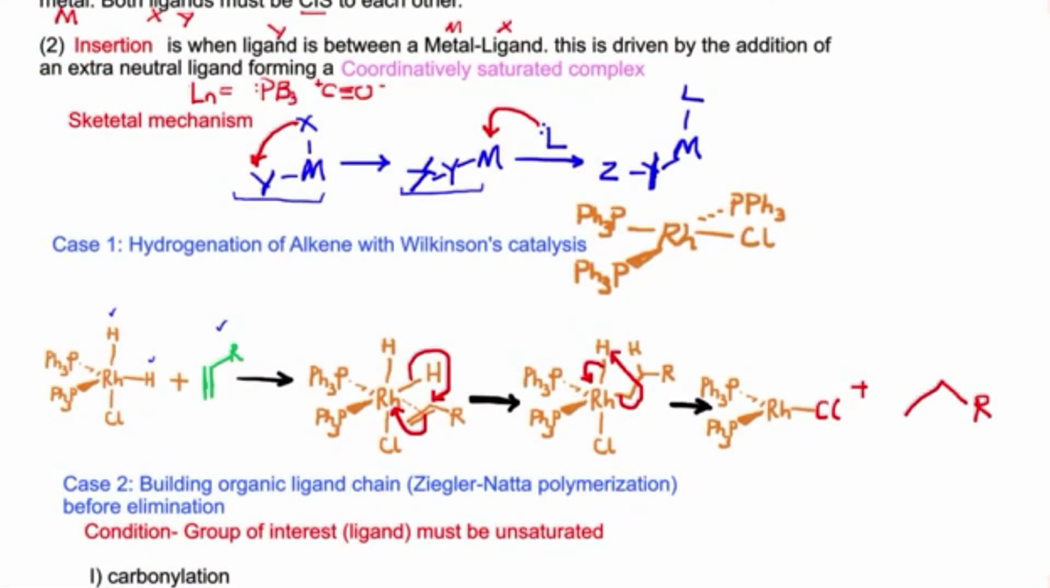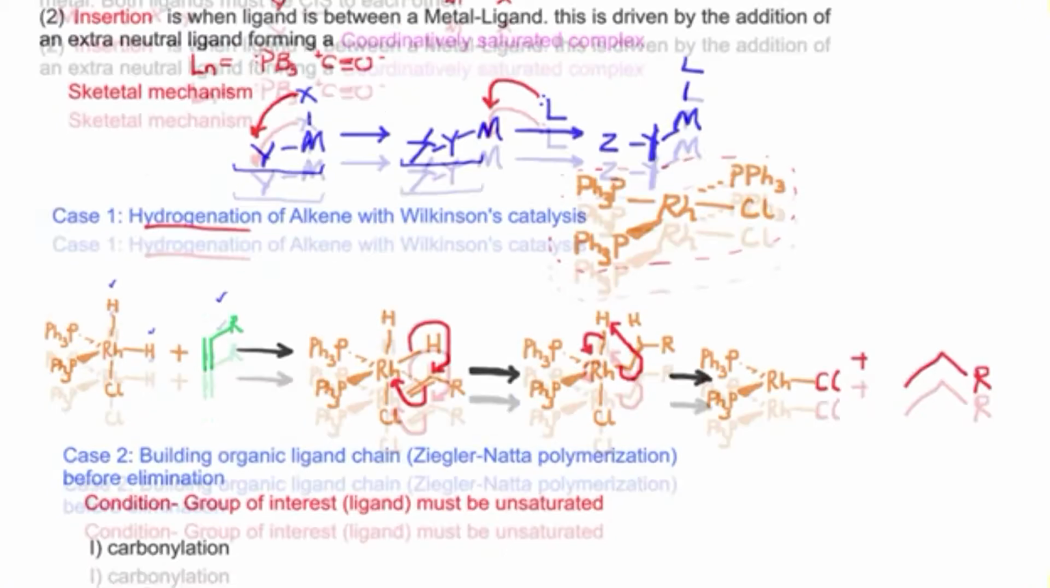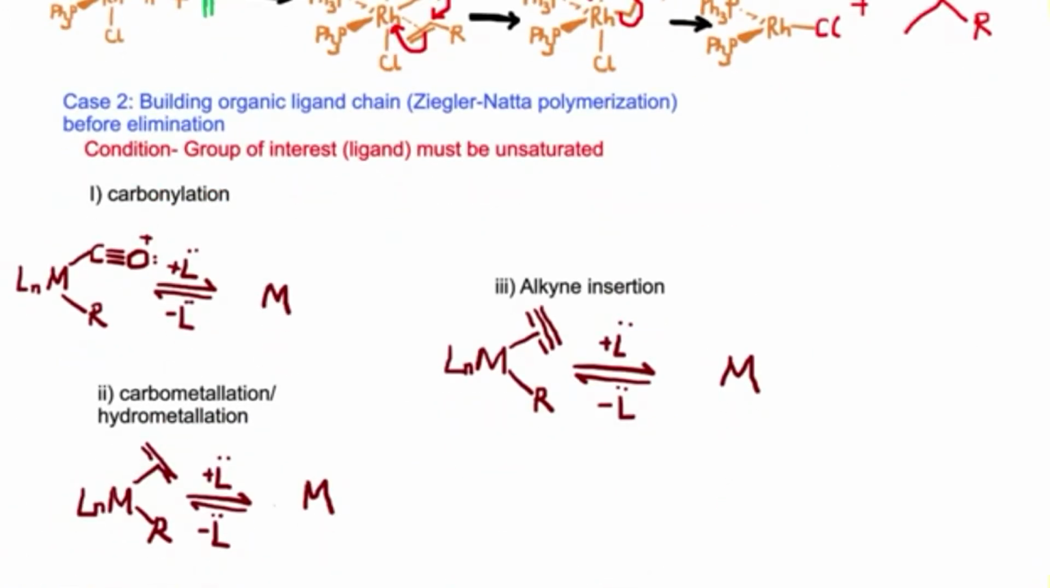So what we see is the hydrogenation process occurring in the alkene, forming an alkane from a Wilkinson catalyst, which is what we have initially right here. So that is about it for the first case, and the second case involves the building of organic ligand chains, which is in the form of a Ziegler-Natta polymerization before the elimination step. Now the big condition here is that the group of interest, which is the ligand, must be unsaturated, being either this here or an alkene or alkyne right there.